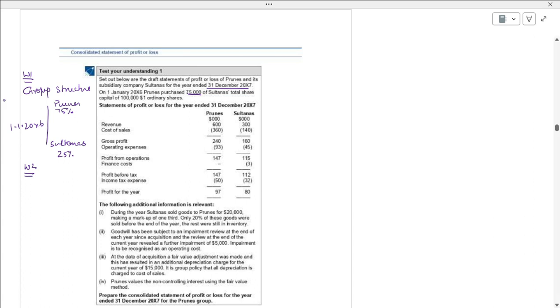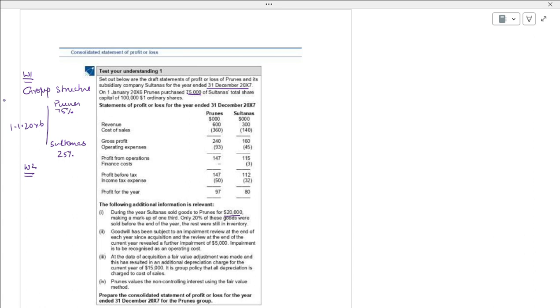During the year, the Sultanate has sold goods worth 20,000, making a markup of 1/3. Only 20% of those goods were sold, so 80% has not been sold. Whatever goods are not sold, on that we will calculate unrealized profit.